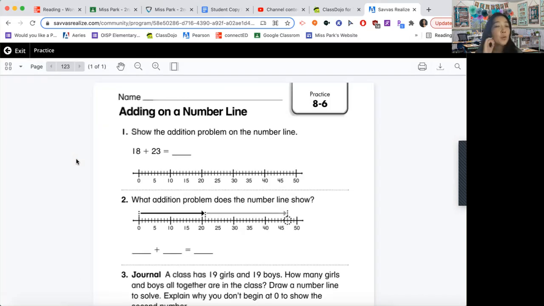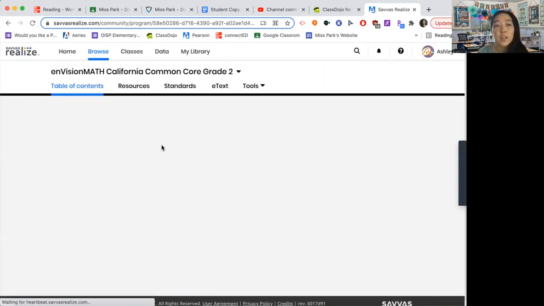Okay. Number 1 for our practice, show the addition problem on the number line. I would like you to have your workbooks out. If you don't have your workbooks out, maybe you can create your number lines on a piece of paper, or you can download these by clicking this button here and then download it and add it to Kami. There's also a way that you can actually work on this on the computer. Let me see if I can find that for you.